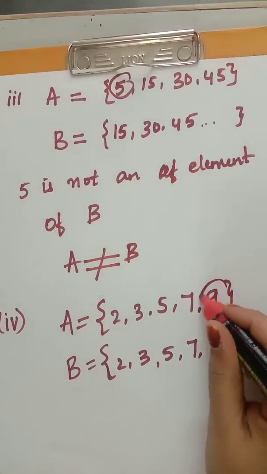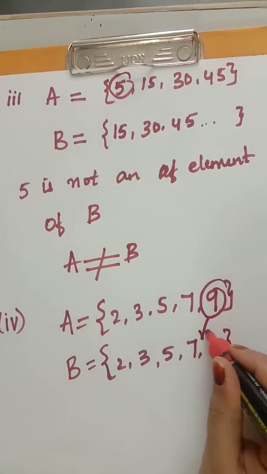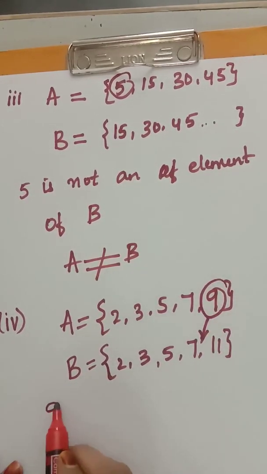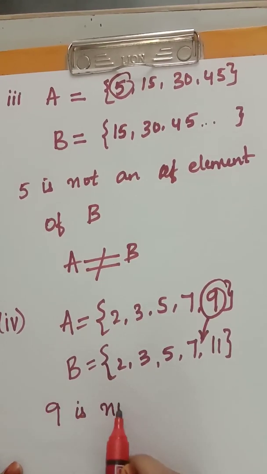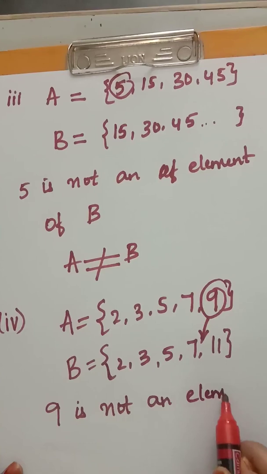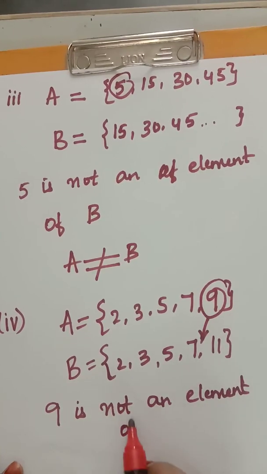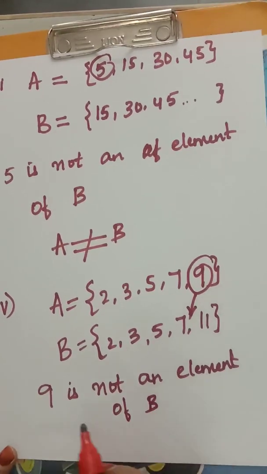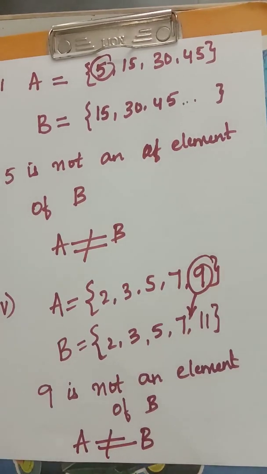Now what do you notice? 9 is not an element of B. Therefore, 9 is not an element of B. So that means that A is not equal to B. Now, is it clear?